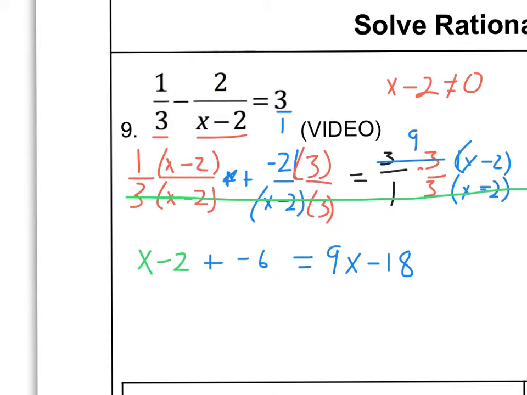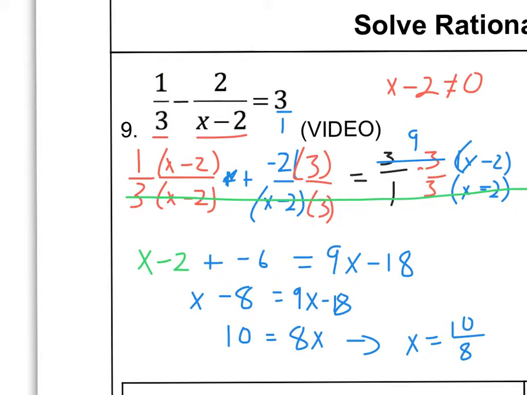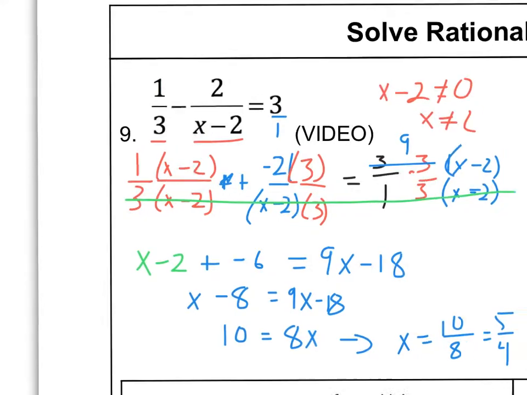I'm going to bring the 18 to one side and combine some stuff. Negative 2 minus 6 is going to be minus 8. I'm just going to rewrite this before I start combining things. I'm going to add 18 to both sides, leave me with 10. Minus x from both sides, leave me with 8x. And when I solve that, I get x is equal to 10 over 8, or if you'd prefer, 5 over 4, or 1.25. And that is not 2, which was our excluded value that I don't think we actually ever finished solving up here. So we're actually in pretty good shape there.